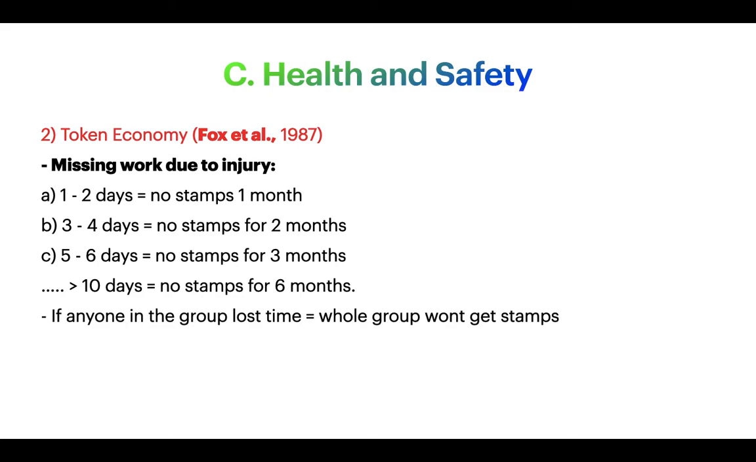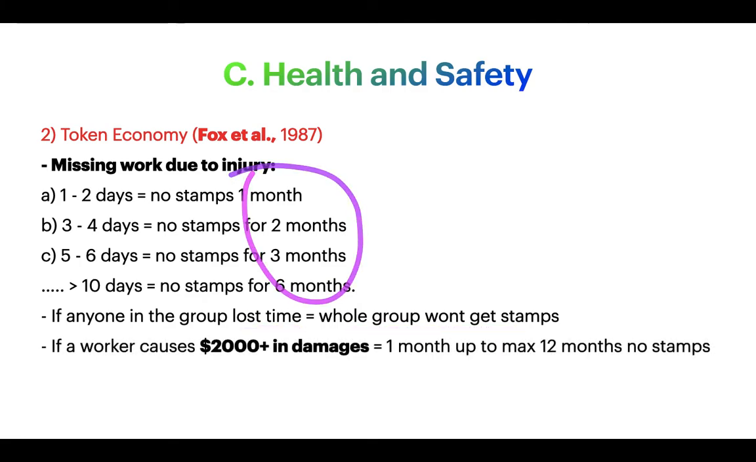It's pretty strict, right? If anyone in the group lost time, the whole group doesn't get stamps. So if you work in a group of 5 people and one of them lost time due to work, the whole group won't get any stamps. All of them suffer. So you want to make sure that each of them looks out for each other.